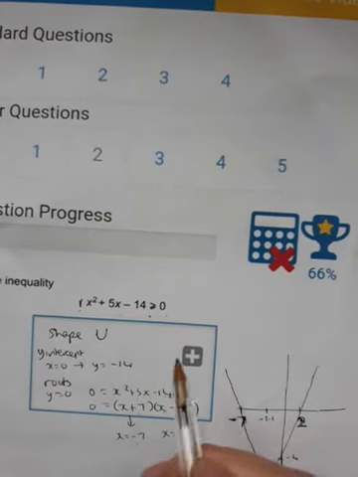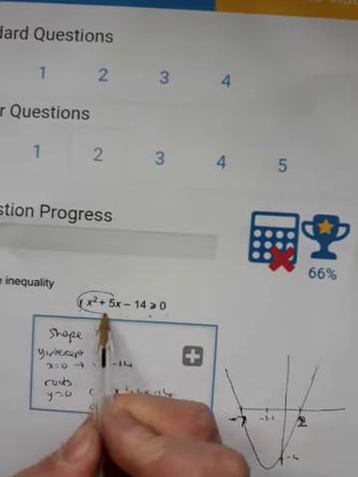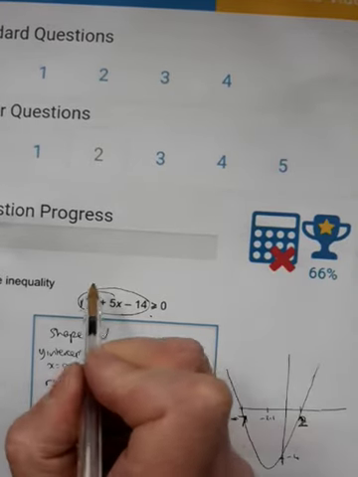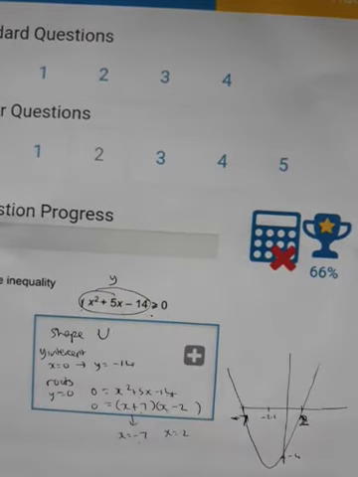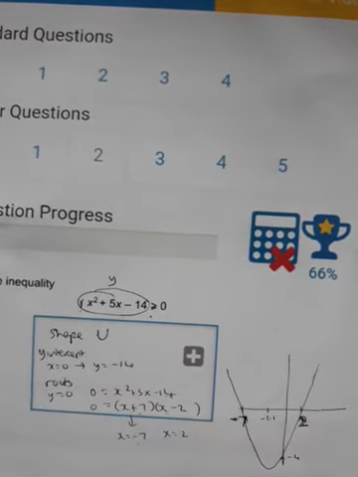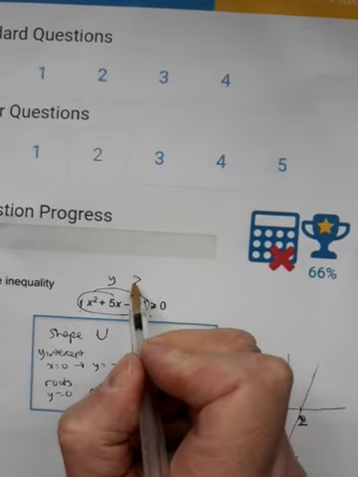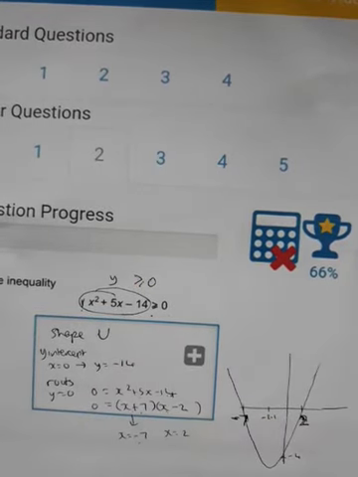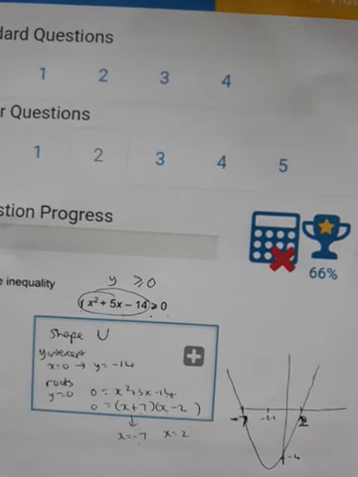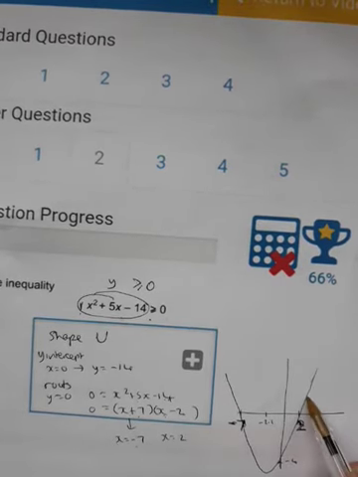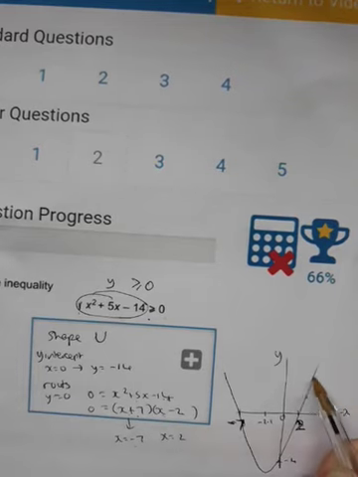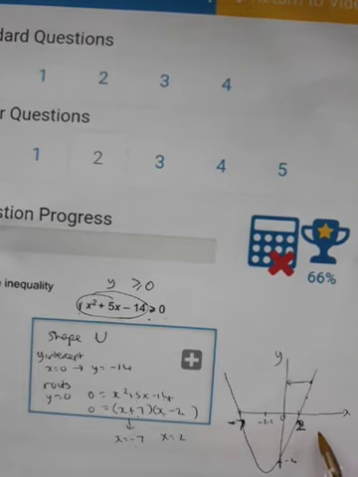So let's look at this now. I'm saying this is greater than or equal to 0, but we've just plotted y equals x squared plus 5x minus 14. So we're really saying, where is y greater than or equal to 0? Where's the y coordinate greater than or equal to 0? What's the y coordinate here? Is that greater than 0? Here's my y-axis, here's my x-axis. Yeah, my y coordinate's greater than 0. What about here? No, less than 0. What about here? It's 0 itself.